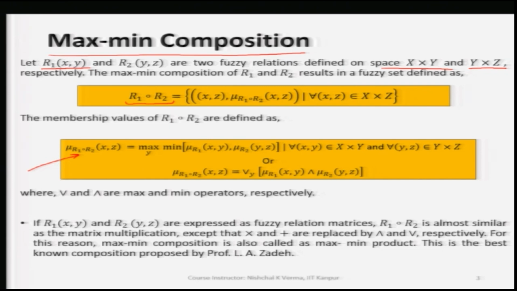So, mu R1 O R2 of x z is equal to max over y of min of mu R1 x y and mu R2 y z, for every x y belonging into the universe of discourse capital X cross Y, and for every y z belonging into the universe of discourse capital Y cross Z. This can also be written as mu R1 O R2 of x comma z is equal to max over y's of the min of mu R1 x comma y, mu R2 y comma z.